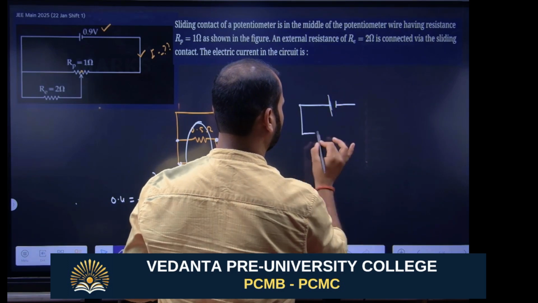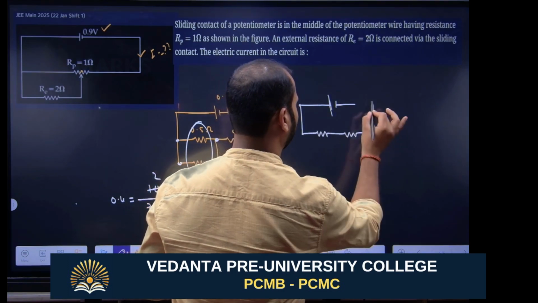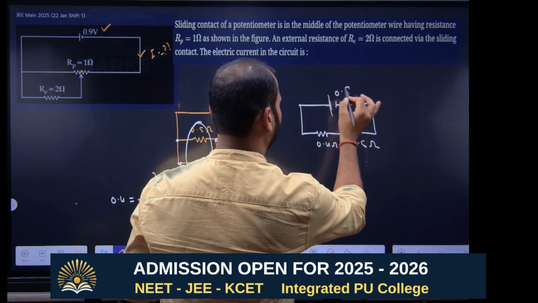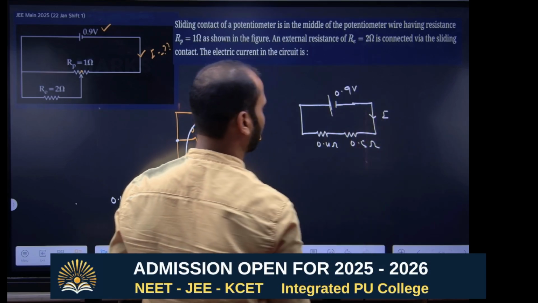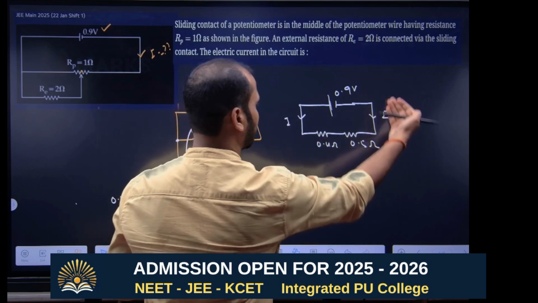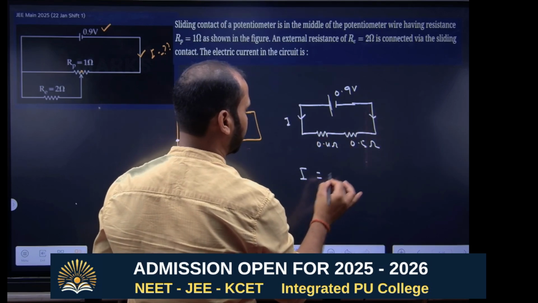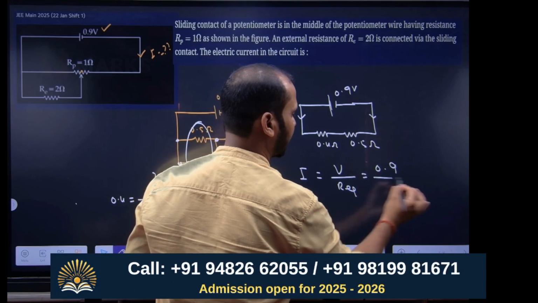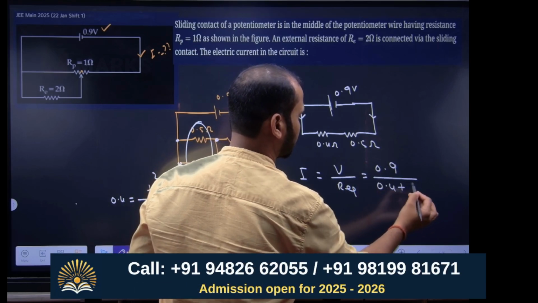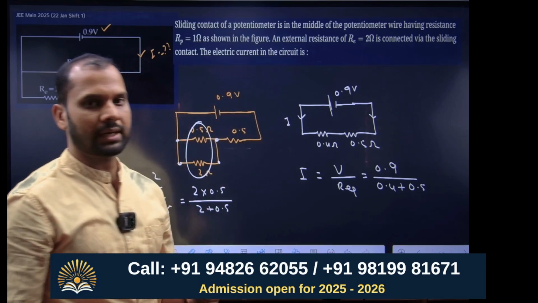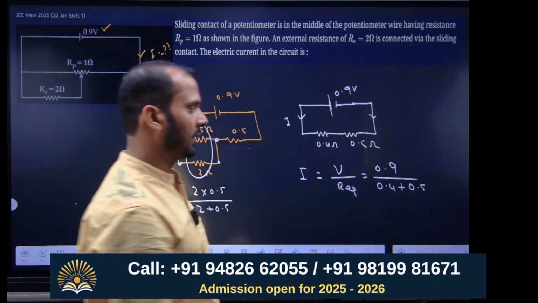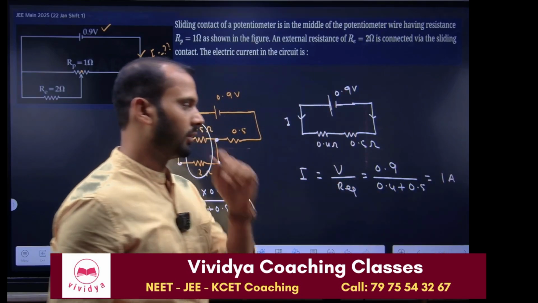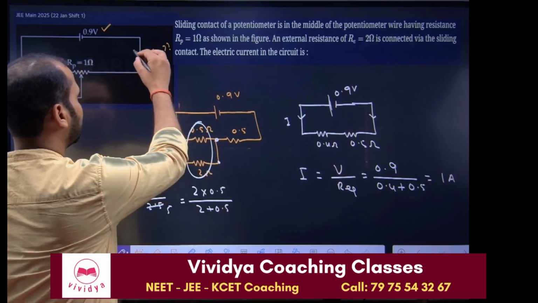Again, if I redraw this circuit, it is 0.4 ohm and 0.5 ohm, with the 0.9 volt battery. Current I want. How to calculate the current? I will be nothing but V upon R equivalent. How much is the V? 0.9 volt. Since both resistances are in series, I can add them, 0.4 plus 0.5, which is 0.9. So, 0.9 divided by 0.9, 1 ampere current will be flowing in this branch.